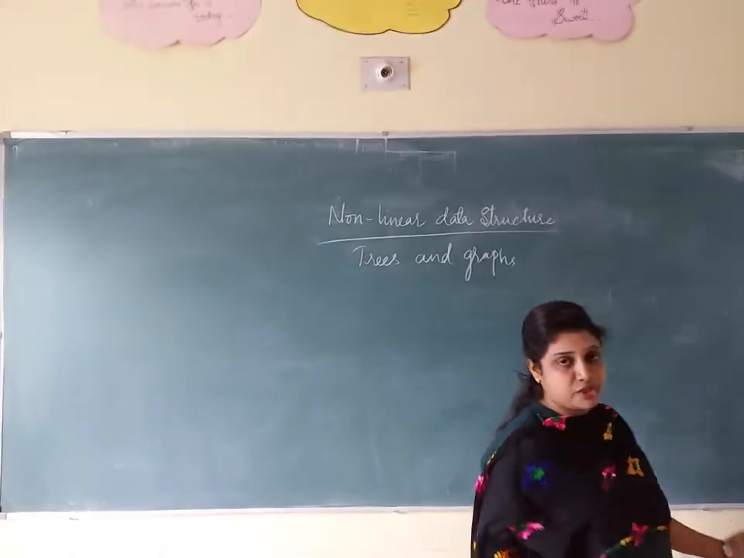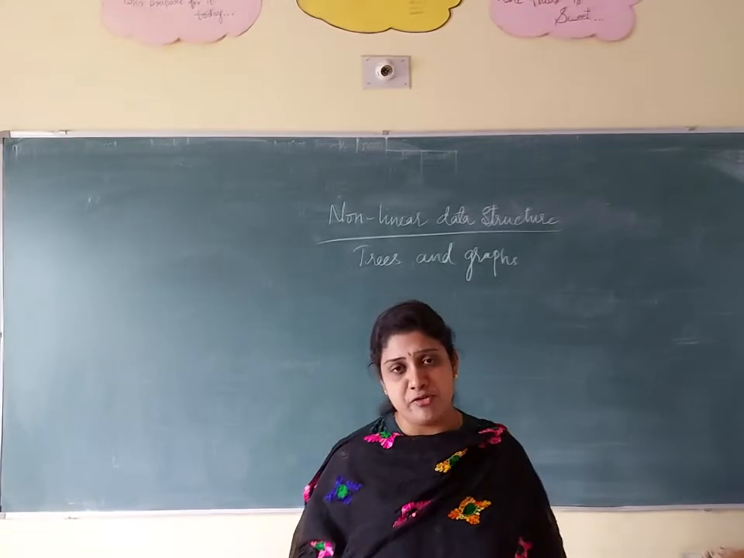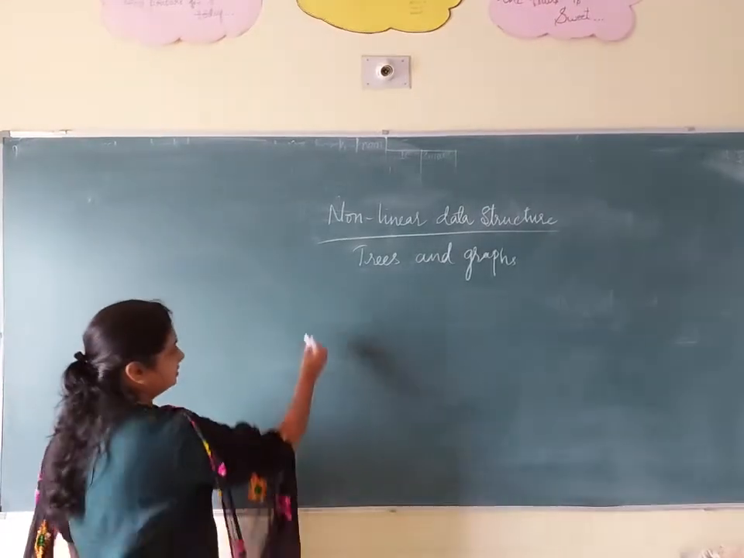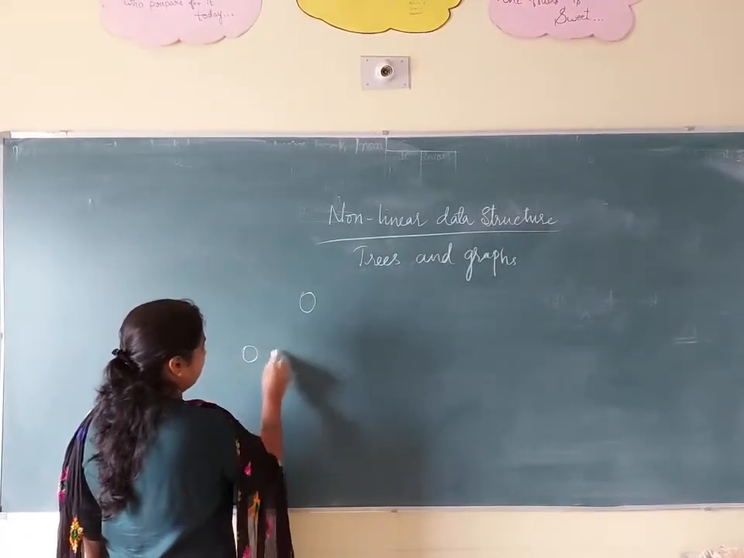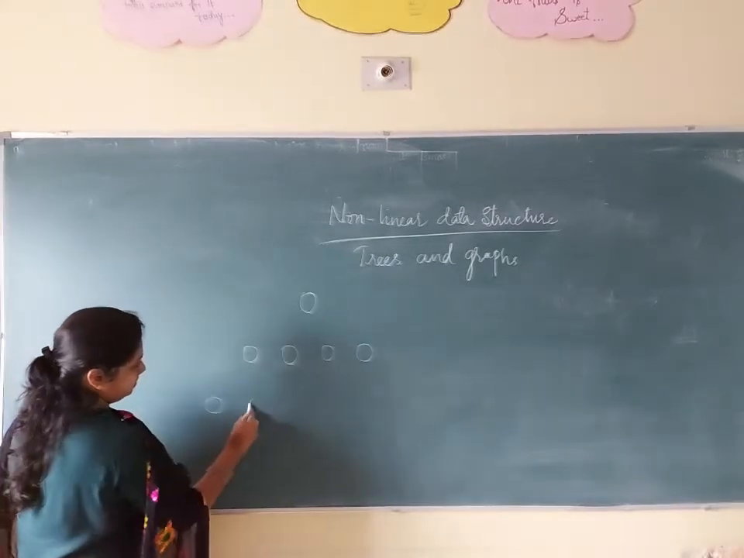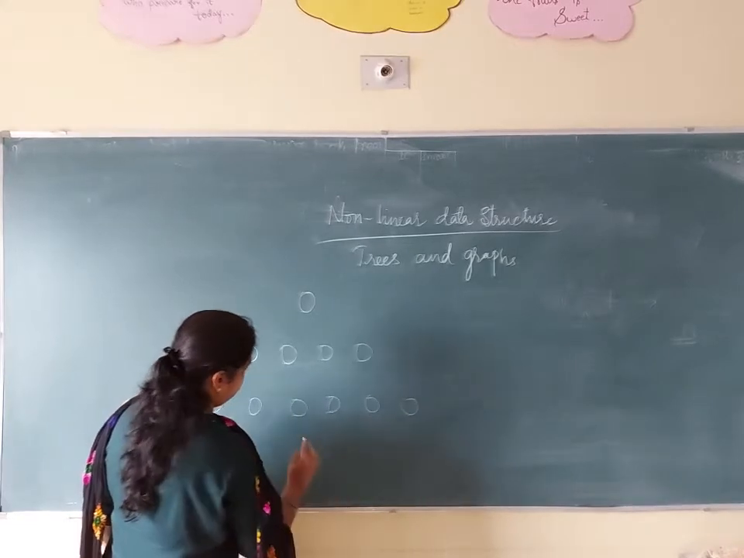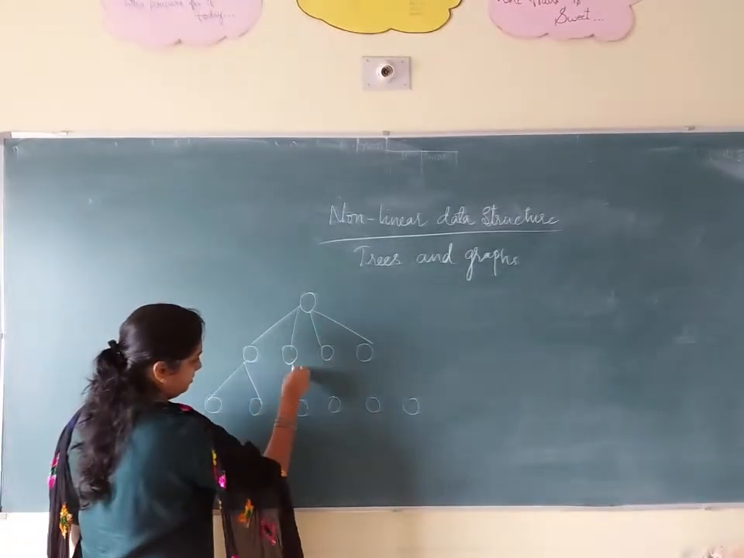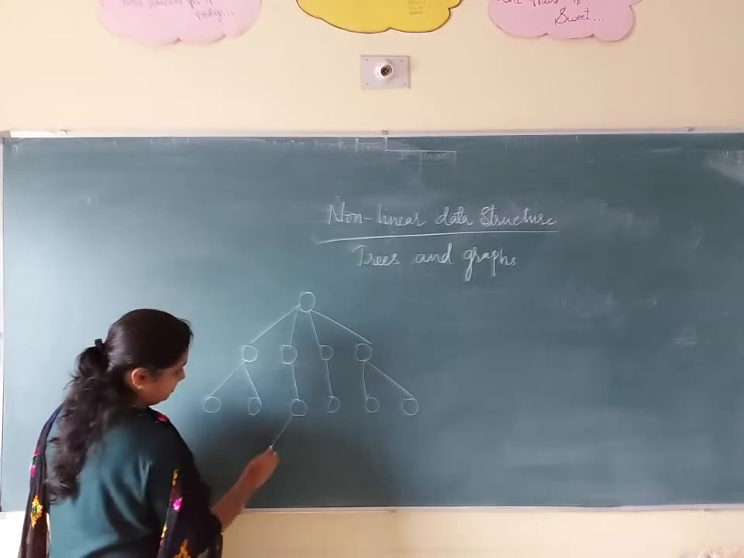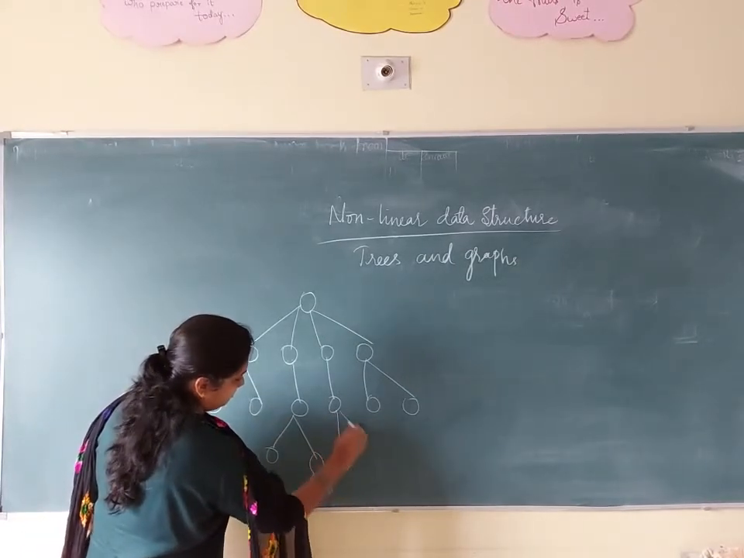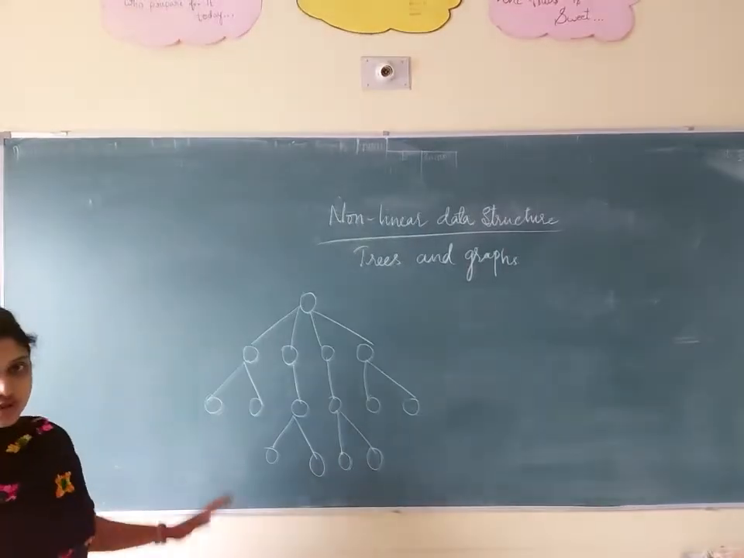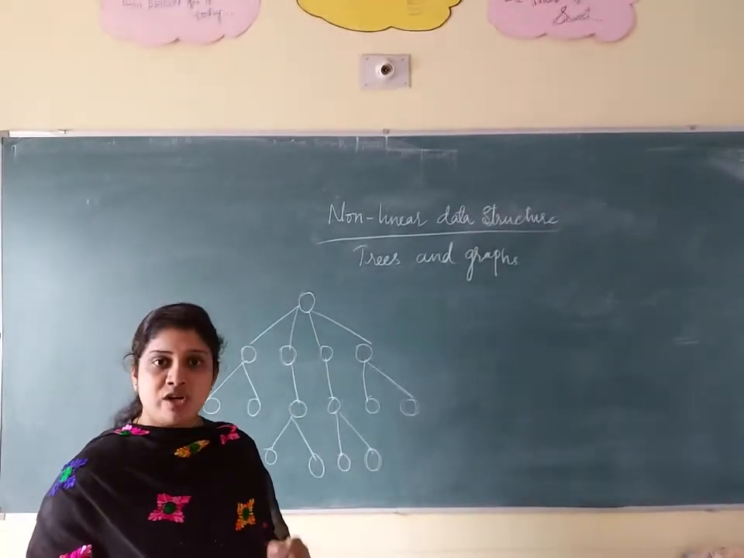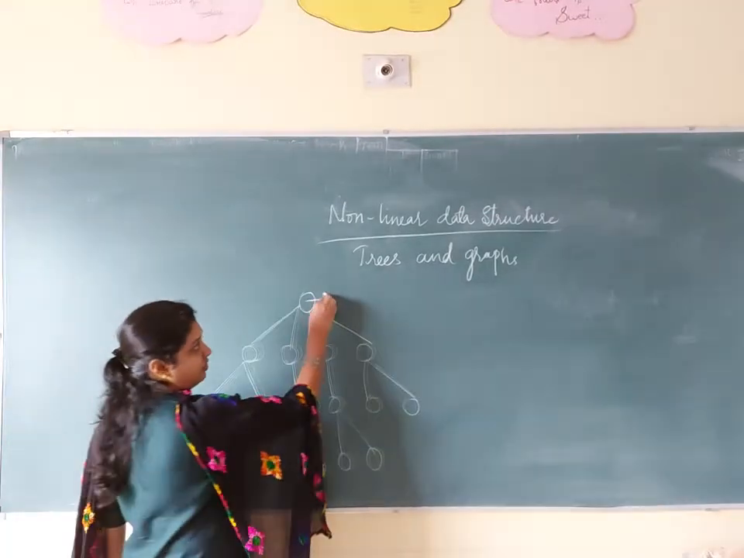A tree, I can call it, is a collection of nodes in which each and every node is arranged in a hierarchical structure. Hierarchical means a tree-like structure. Consider this is a tree. We have some nodes like this. This one we are calling a tree. A tree is a collection of nodes in which each and every node is arranged in hierarchical order.